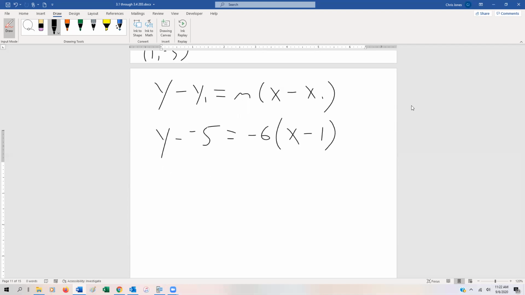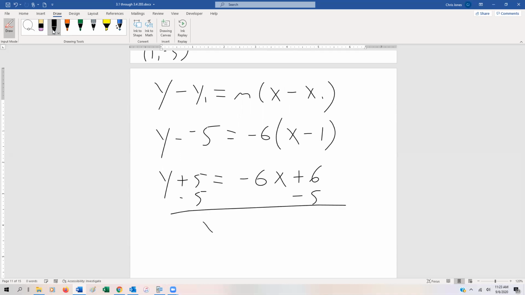So we end up with y plus 5, and we're going to distribute the negative 6. So we get negative 6x plus 6. We subtract 5 from both sides. And we end up with the equation y equals negative 6x plus 1. All right, or we hope. And that's the answer to part A.